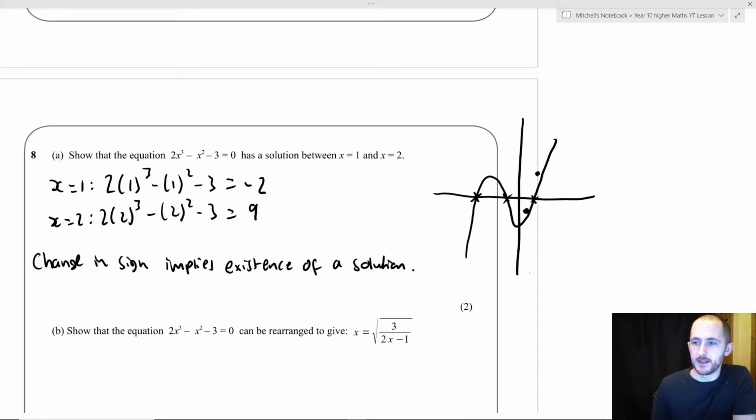So look over here. If I subbed in x equals whatever this is, I would get a positive value, then I'd get a negative value. And it does go through 0 between those two values. Okay? Does that make a bit more sense?